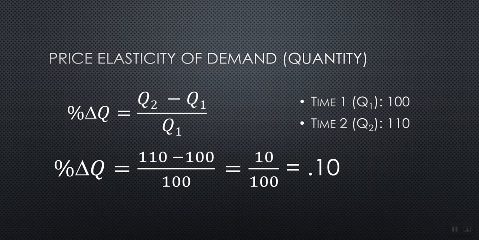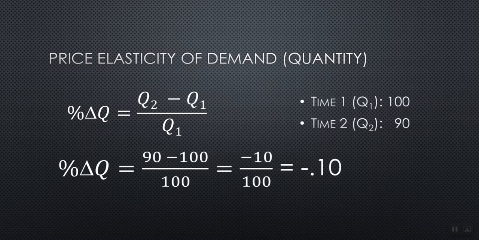Now, one of the things to also consider here is that we could have a lower quantity than our quantity at time 1. In this case, quantity went up because our price went down. Again, I'll show you price in a little bit. But let's say that we raised our price such that quantity goes down. We could also do that calculation as well.